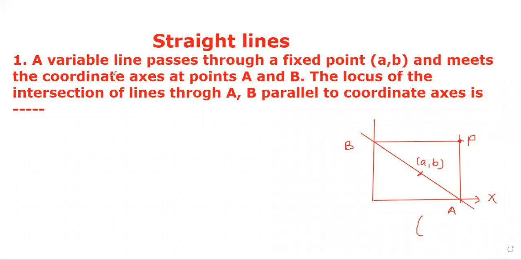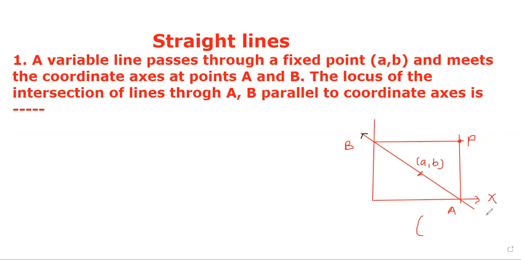Straight lines. Question number one. A variable line passes through a fixed point (a, b) and meets the coordinate axes at points A and B respectively. The locus of the intersection of lines through A and B parallel to the coordinate axes is.